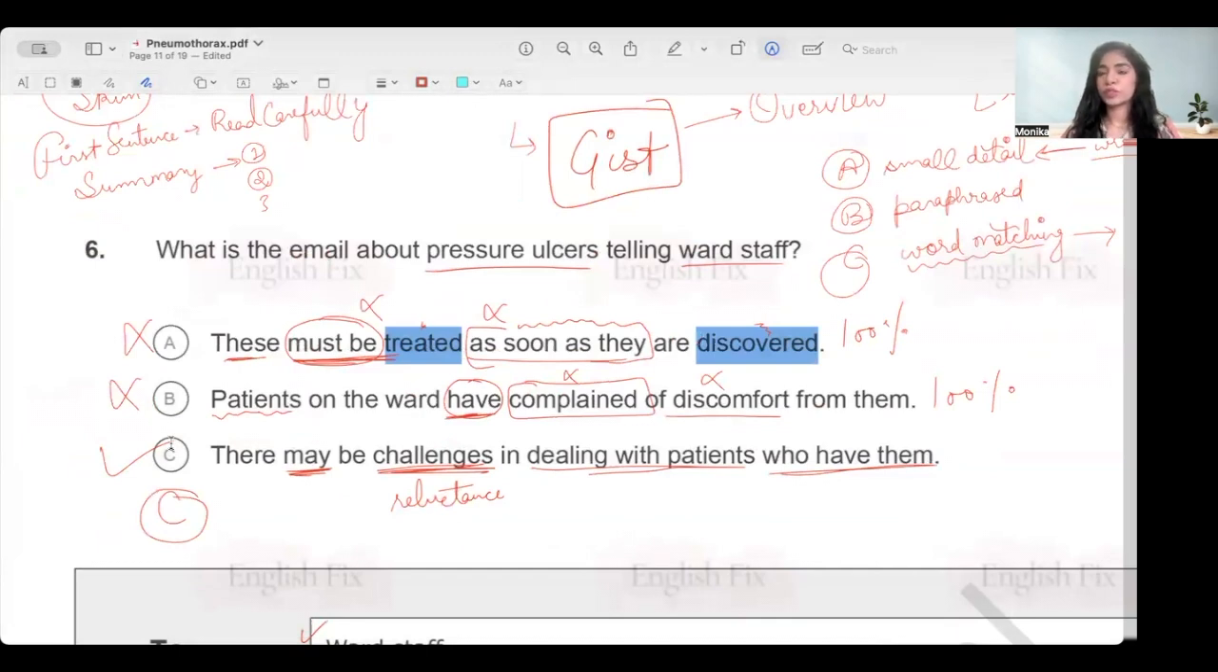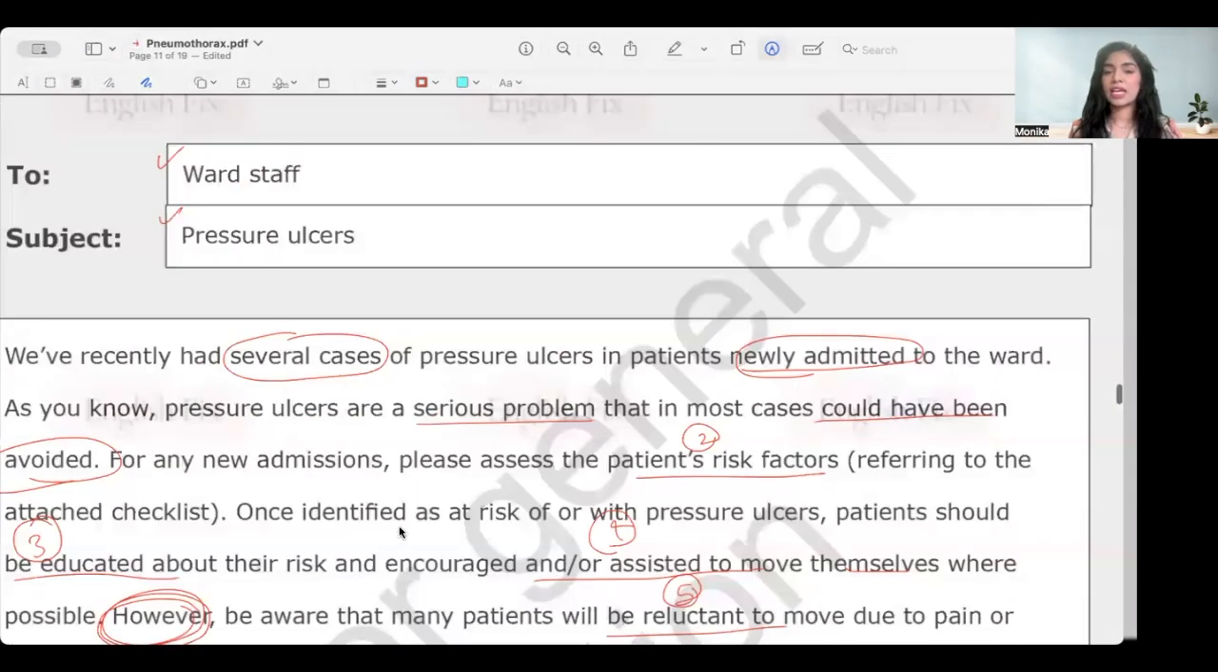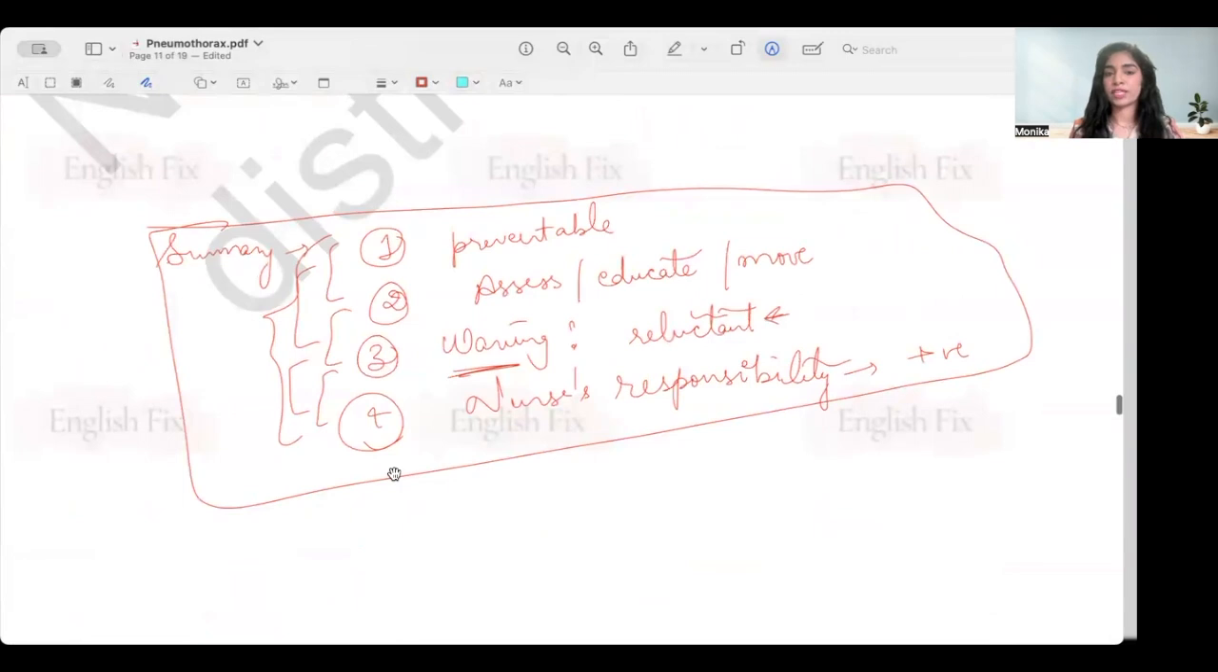Remember not to choose answer options depending on word matching, depending on a small detail. Remember, this is the summary, and this is an extremely general summary without getting into too much detail. And you should be able to get to the right answer just from this.